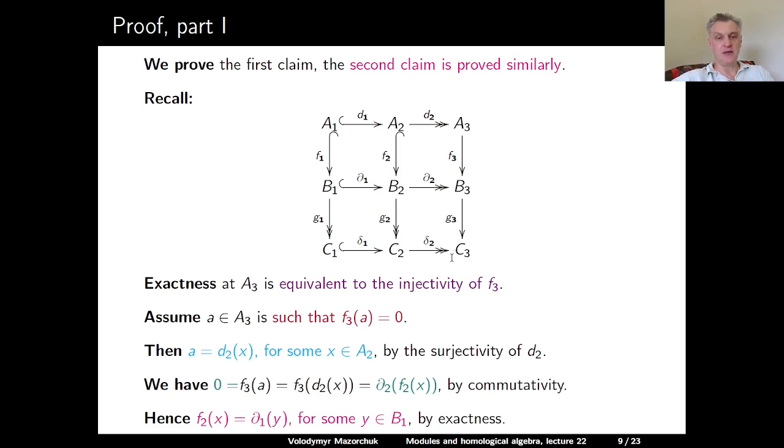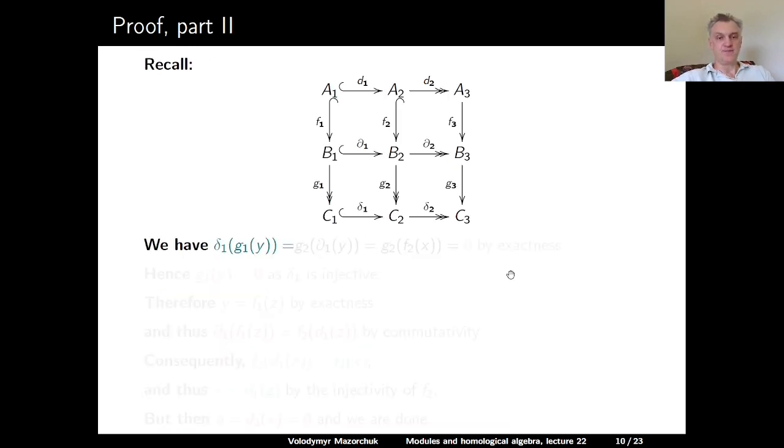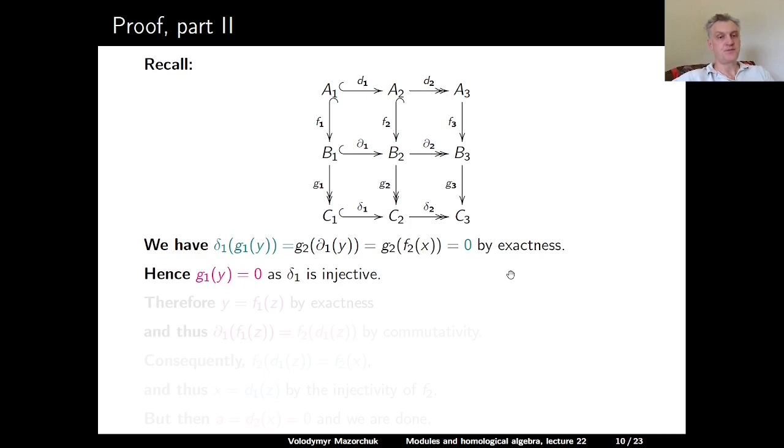So there is y in B1 such that F2 of x is equal to the partial 1 of y. Next, let us look at G1 applied to y. So if we apply delta 1 to G1 of y, then due to the commutativity of our diagram, we can rewrite it as G2 applied to partial 1 of y. Now partial 1 of y is F2 of x, so this is equal to G2 applied to F2 of x, and this is 0 because the middle column is a complex. Therefore, G1 of y is 0 because delta 1 is an injective map.